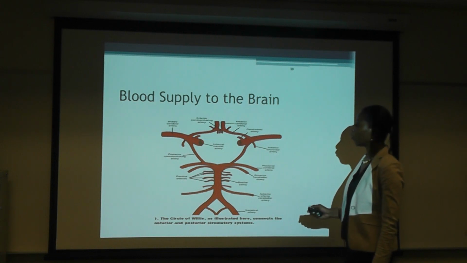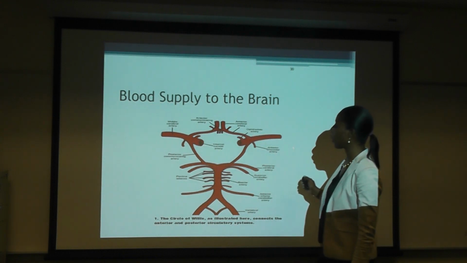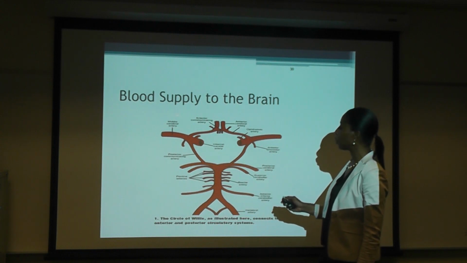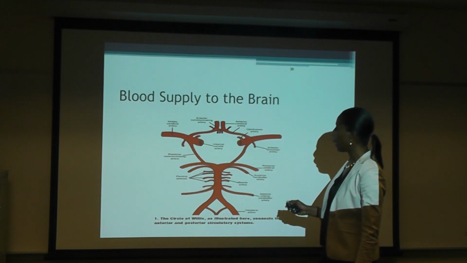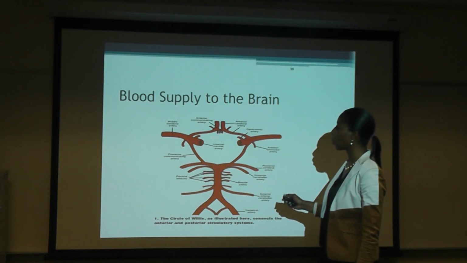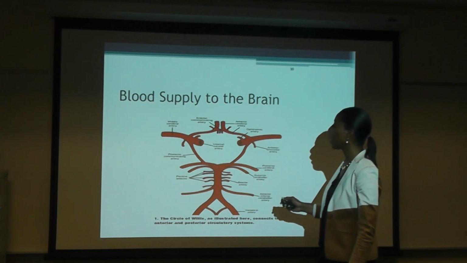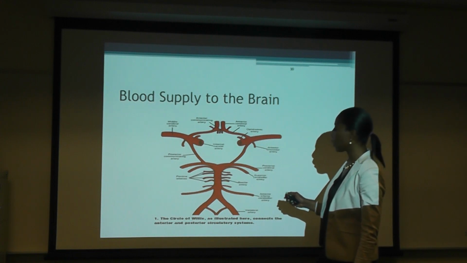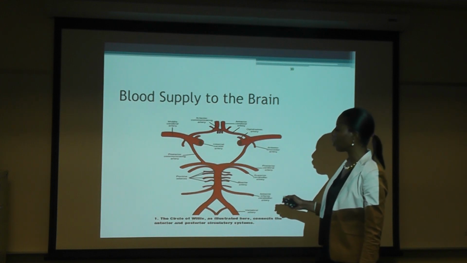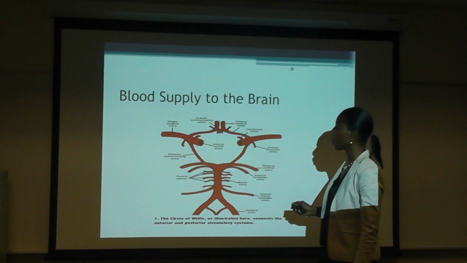Now, for the front circulation of the brain, we have the internal carotid artery on the right, internal carotid artery on the left. They come up, they merge and form the middle cerebral artery. Off of that, you have the internal carotid artery come up, and then you have the anterior communicating artery, anterior cerebral artery that comes off of the internal carotid artery, and then you have the posterior communicating artery that comes off of the internal carotid artery, and then you have the middle cerebral artery that's like an extension of the internal carotid artery.